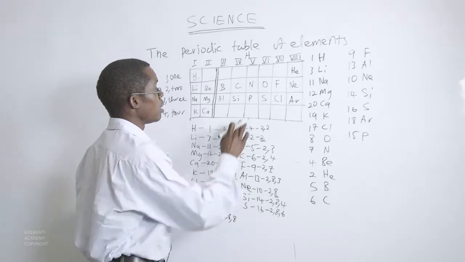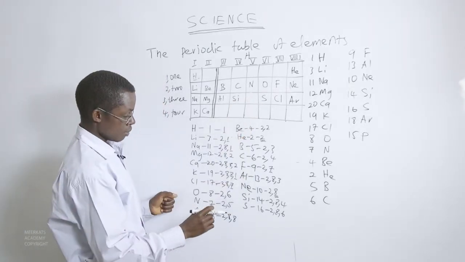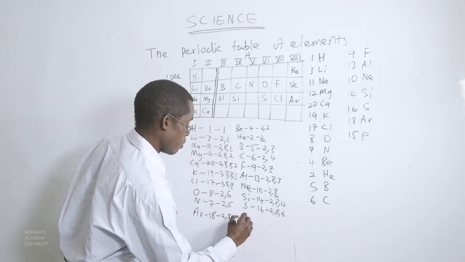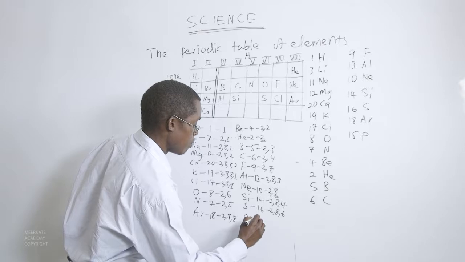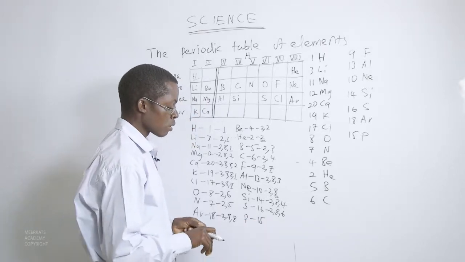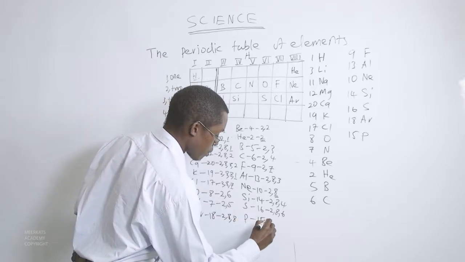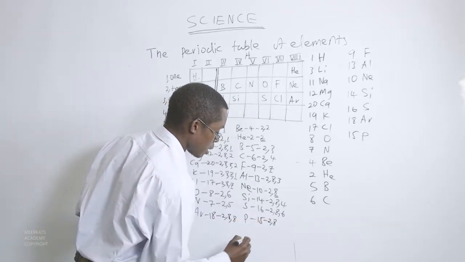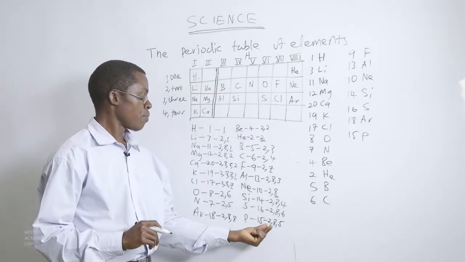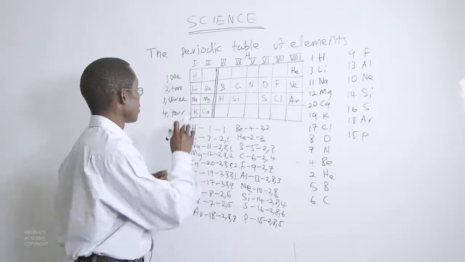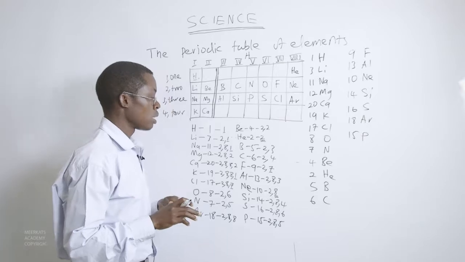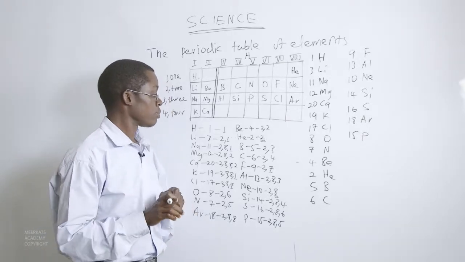Then lastly, we have our element phosphorus, which is 15, atomic number of protons 15, electrons 15, giving us electronic configuration of 2, 8, that is 10, remainder 5, giving us energy levels 3, outermost 5. And that is our phosphorus.